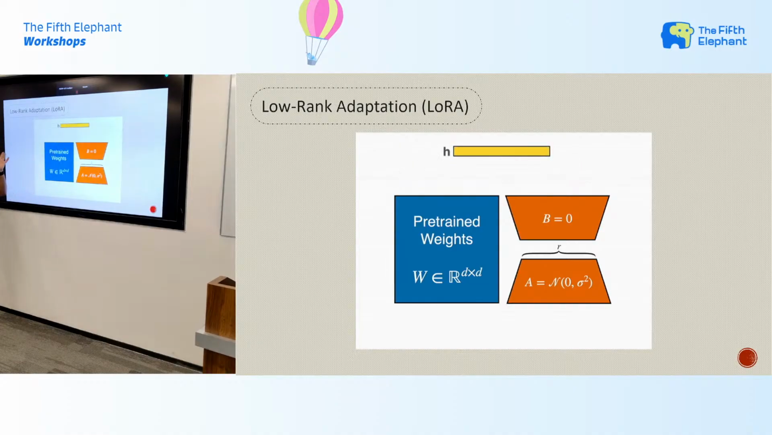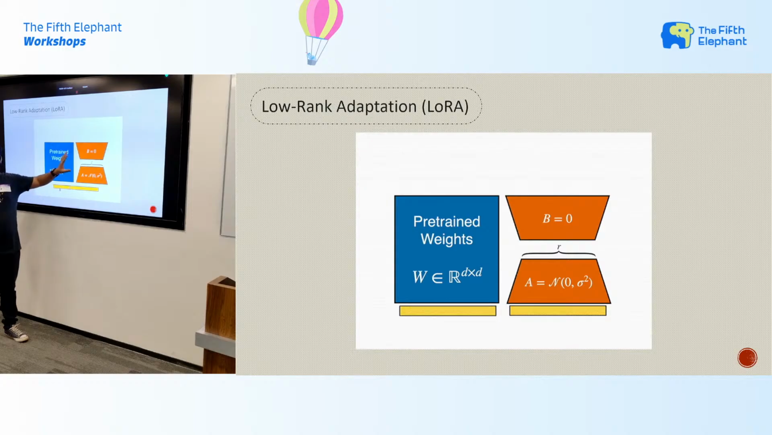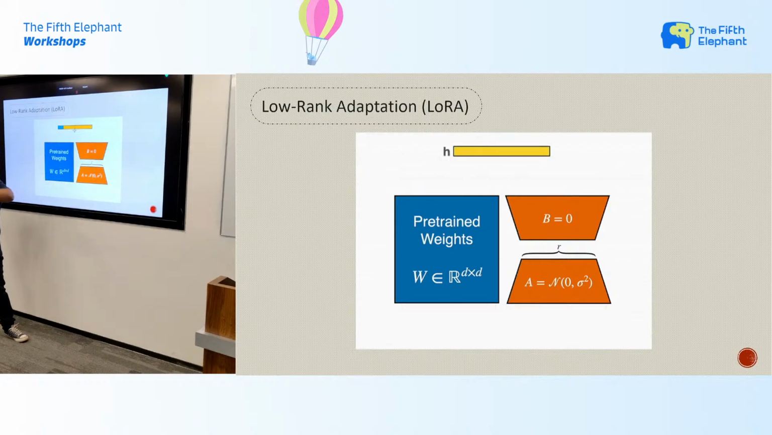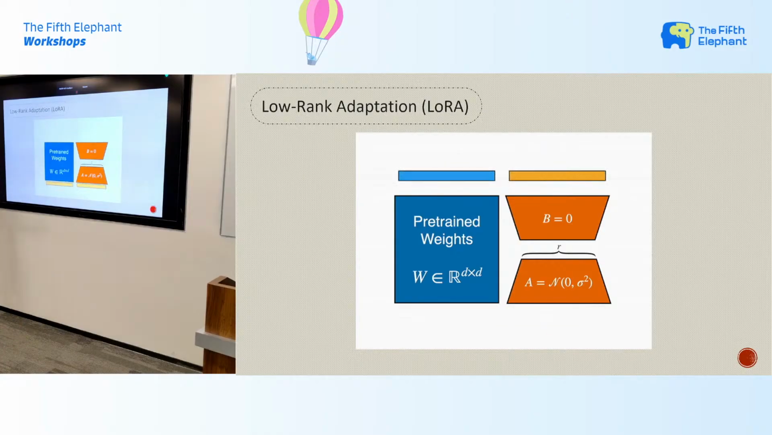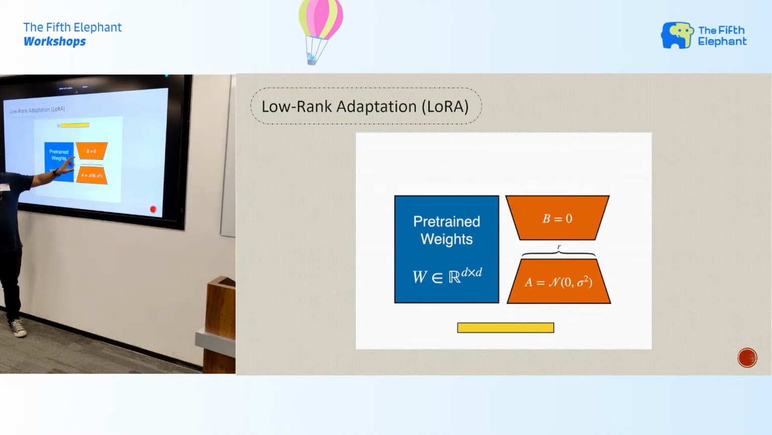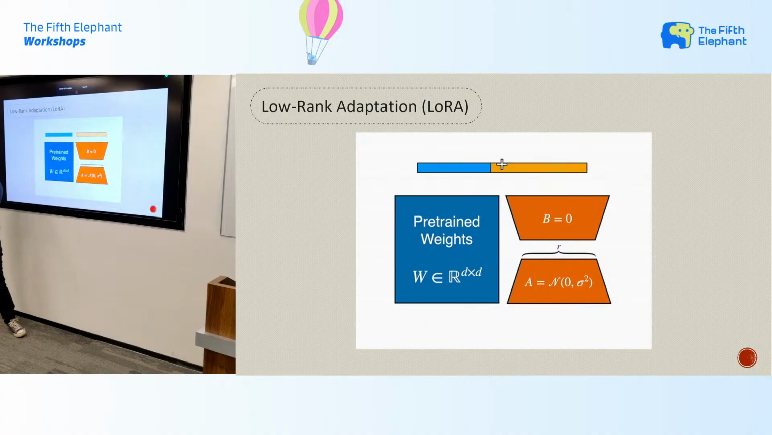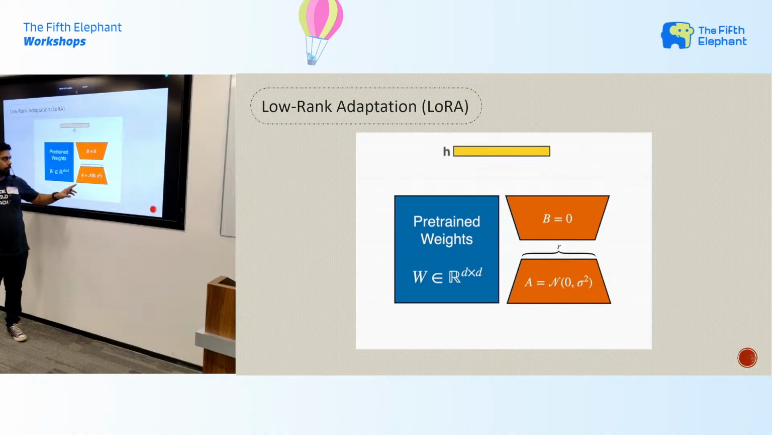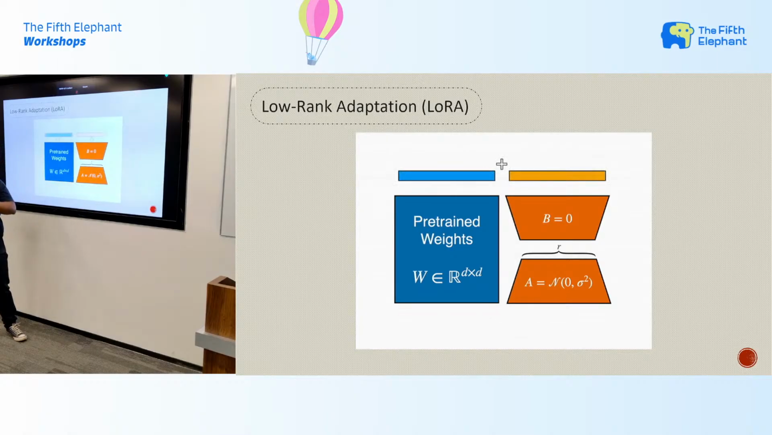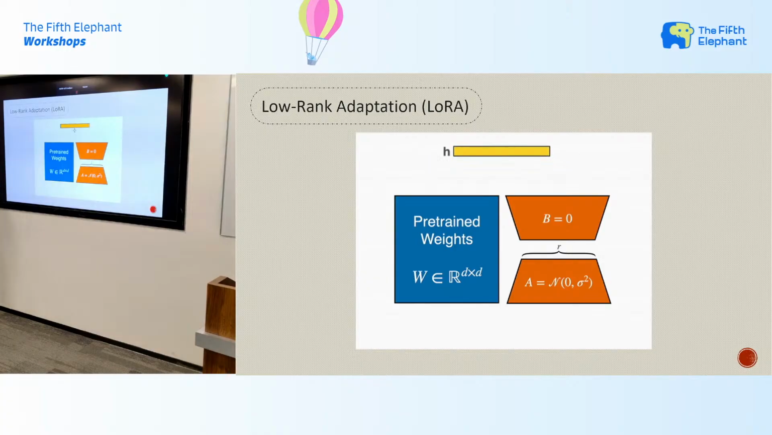Now why the name low rank? First of all, why did we do A and B? Let's say I had a 9 by 9 output, just as an example. That's 81. I could directly have a 9 into 9 matrix, but if I decompose it into two smaller matrices, I would have a smaller number of weights overall. That's the idea behind having two matrices.